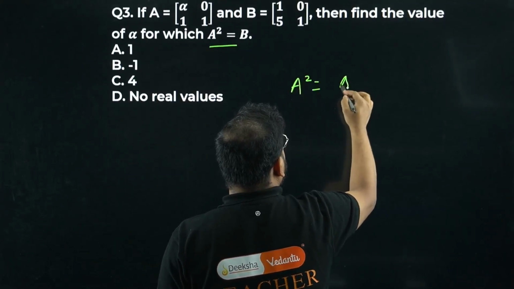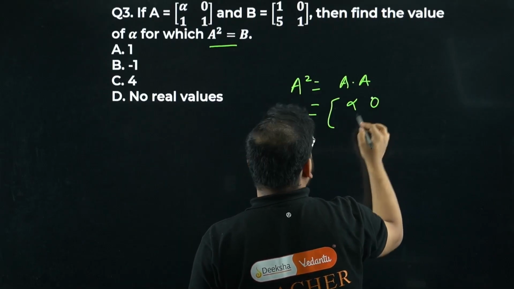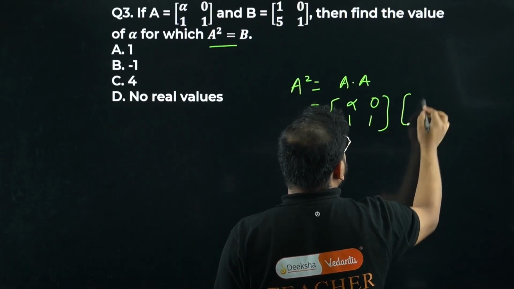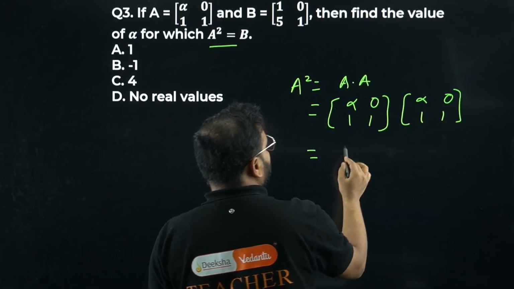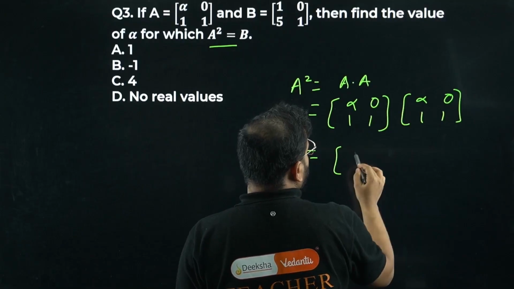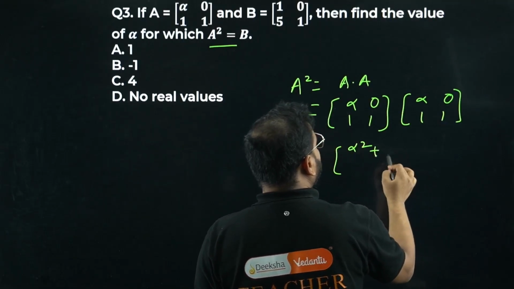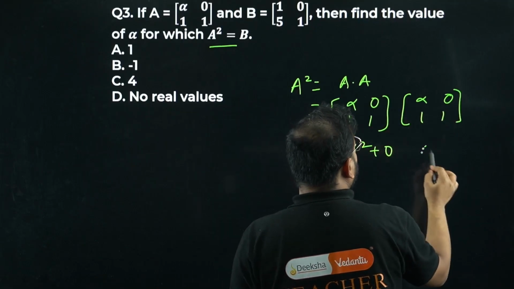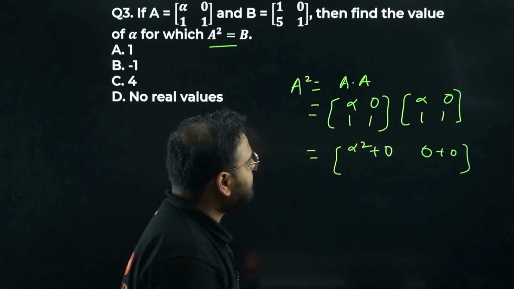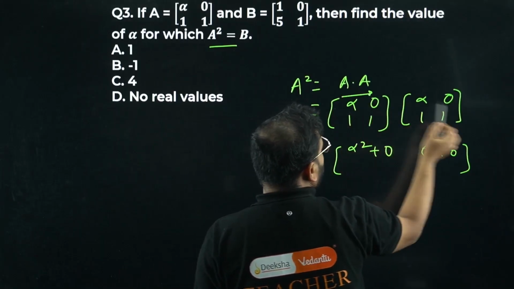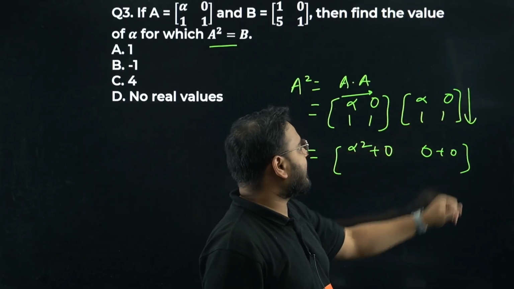What is A square? A times A. So alpha 0 1 1, here also alpha 0 1 1. Do this first row, first column. Alpha square, 0 into 1 will be 0 only, that I don't have to write. Alpha into 0 is 0, and 0 into 1 is again 0 only, right? Check this, first row, second column. Alpha into 0 is 0, 0 into 1 is again 0.